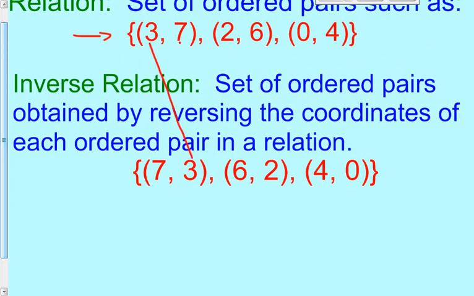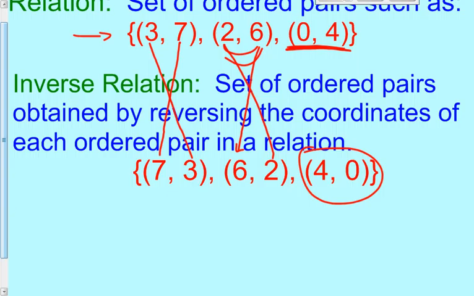So instead of (3, 7), it's now (7, 3). Switch around 2 and 6. So 2 now goes to the y spot, and 6 now goes to the x spot. In the same way here, instead of reading (0, 4), the inverse is (4, 0). All you do is switch them around. So we have a relation, and the inverse is found by just switching around the x and y points.